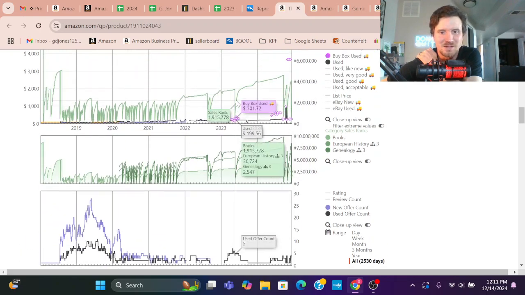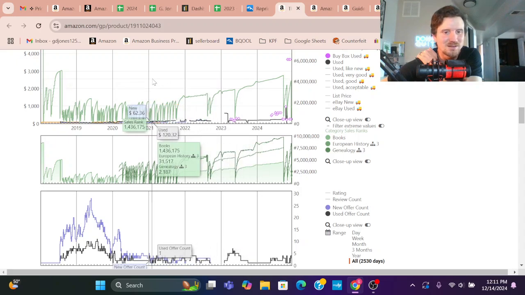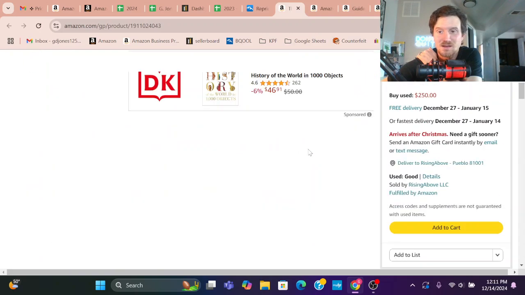Okay, so we got a sale back here in 2023. Only sold once, it looks like, in 2023. And then we got a couple sales right here in 2023. And then a crazy amount of sales back here. And then the 99, 229, 129.